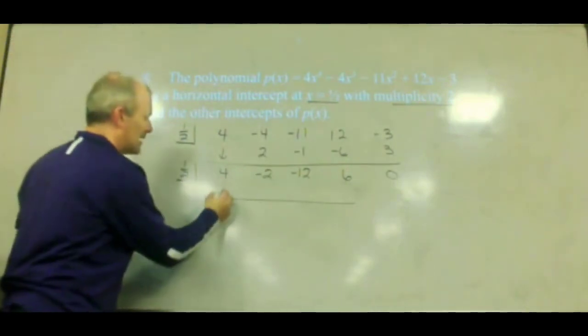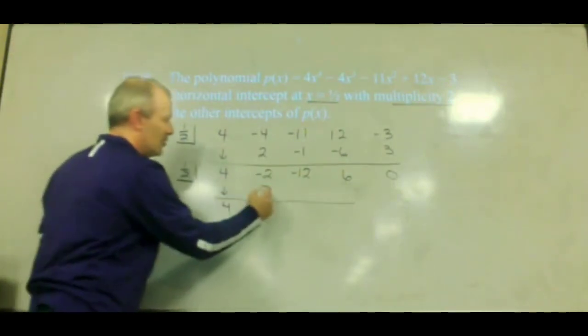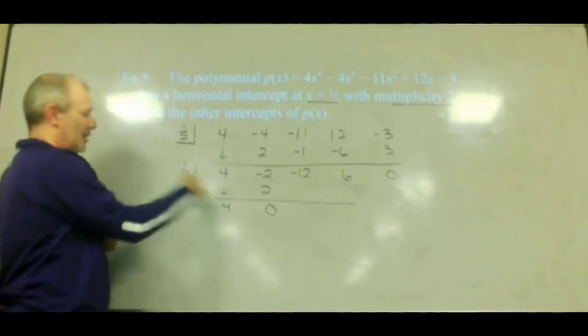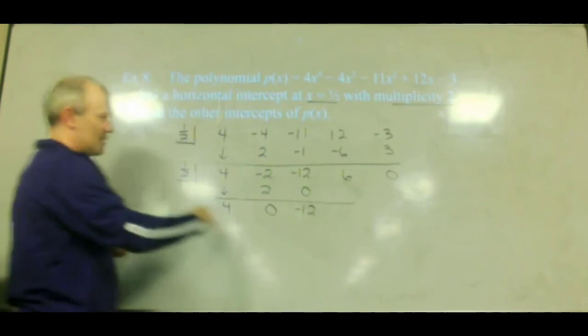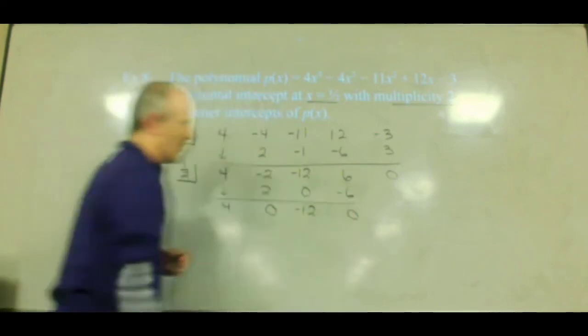So the 4 comes down. 4 times 1/2 is 2. That cancels out to be a 0. 0 times 1/2 is 0. That'll be a -12. -12 times 1/2 is -6. And we get a 0.